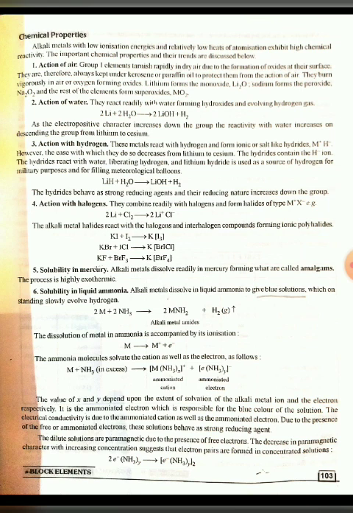First, action of air. Group 1 elements tarnish rapidly in dry air due to the formation of oxides at their surface. They are therefore always kept under kerosene or paraffin oil to protect them from the action of air. They burn vigorously in air or oxygen, forming oxides. Lithium forms the monoxide Li2O, sodium forms the peroxide Na2O2, and the rest of the elements form superoxides MO2.